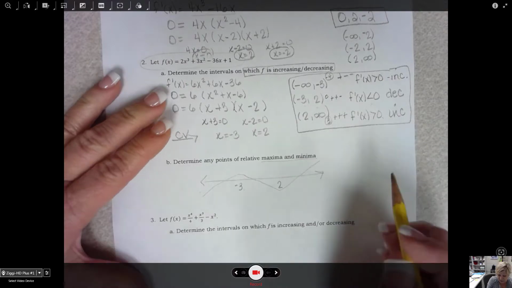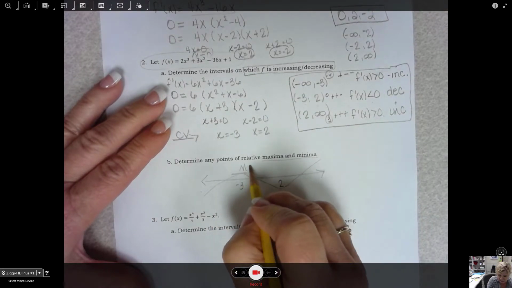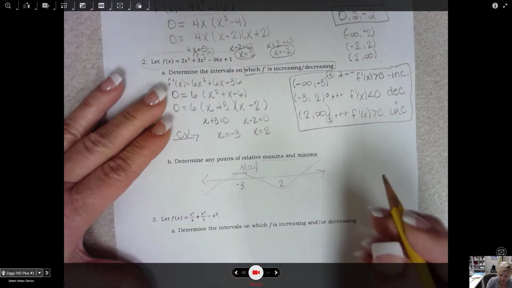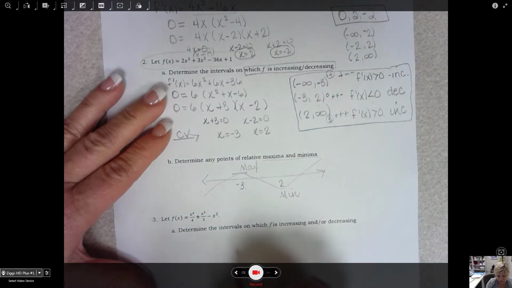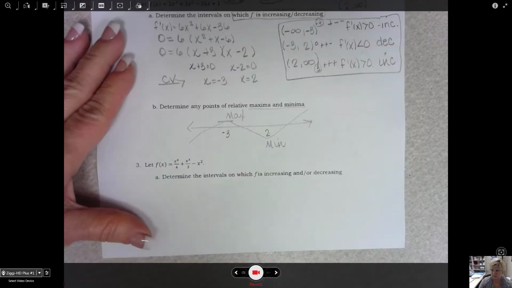And from 2 to positive infinity, I'm increasing again. So this is a perfect picture of a relative maxima when x is negative 3 and a minima when x is 2. So that would be good for that particular problem. That's the information that I'm looking for.